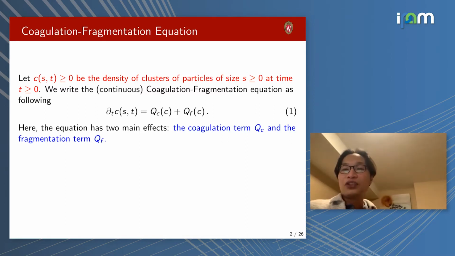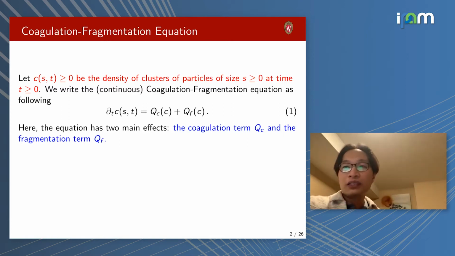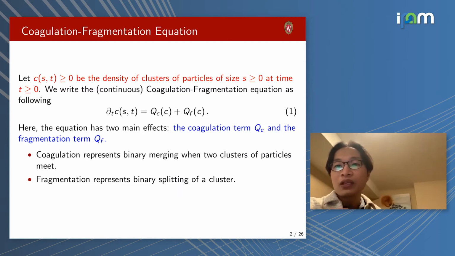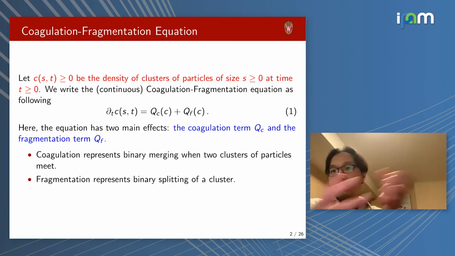For this equation, there are essentially two effects. It's like a kinetic type equation. The first effect is different clouds joining with each other. That's the coagulation effect. Coagulation represents the binary merging of two clusters. For example, a cluster of size 1 merges with a cluster of size 2, then a cluster of size 3 forms, and the other two disappear.